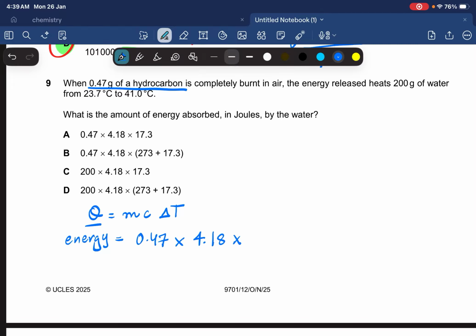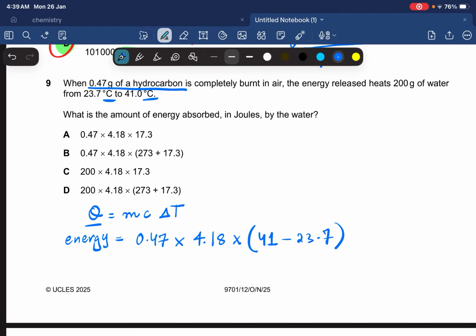I've made one mistake over here, and you guys have to realize the mistake. If you realize the mistake, that means you're going well. I'm going to tell you at the end what mistake I'm making. Then we have to take the change in temperature. You can take the change in degrees Celsius, because whether you take degrees Celsius or Kelvin, the change does not change, right? So it's 41 minus 23.7.